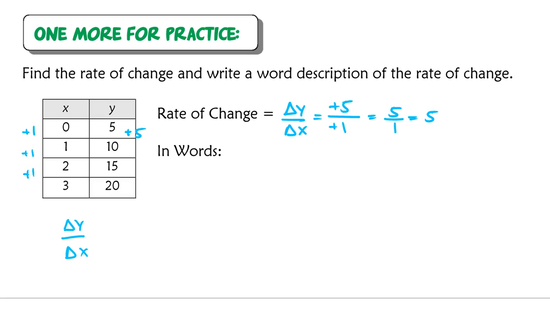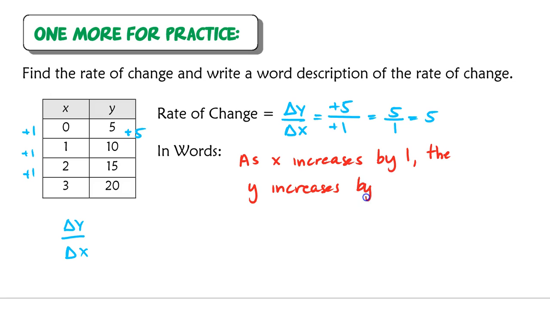Now, in words, when we describe this, we'd have to make sure we write this entire sentence out, so please make sure in your classwork tomorrow that you do this properly. You're going to say that as x increases by 1, the y increases by 5.